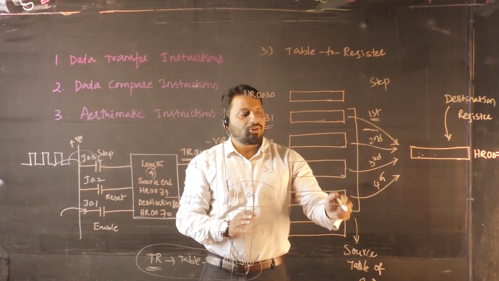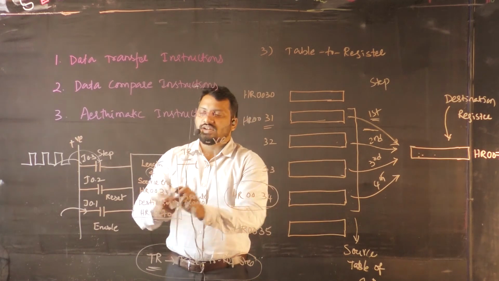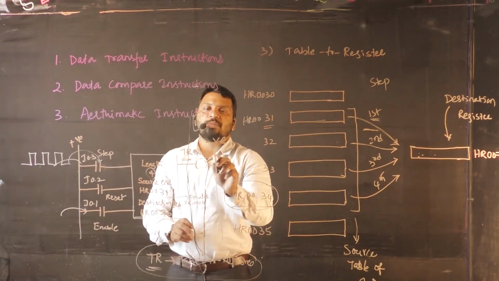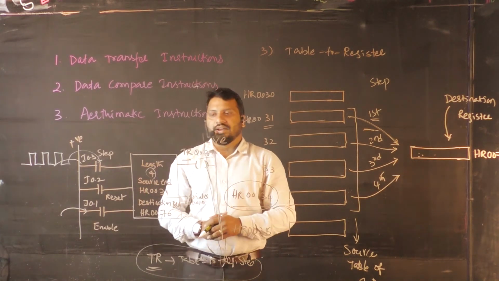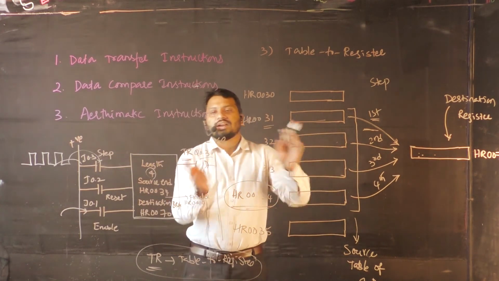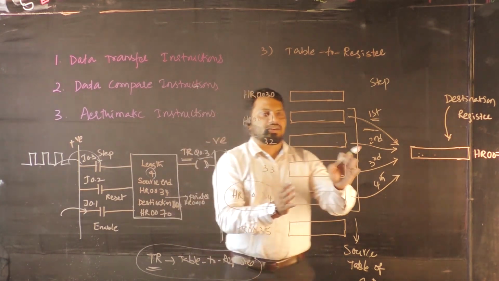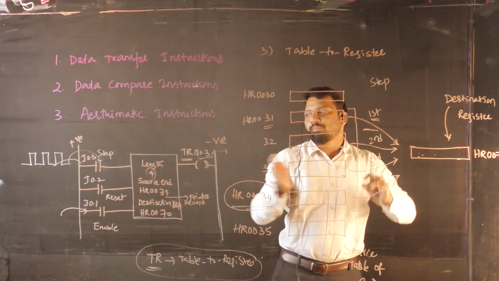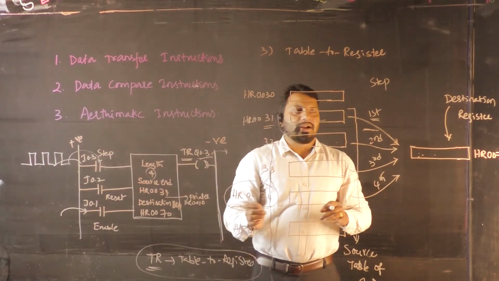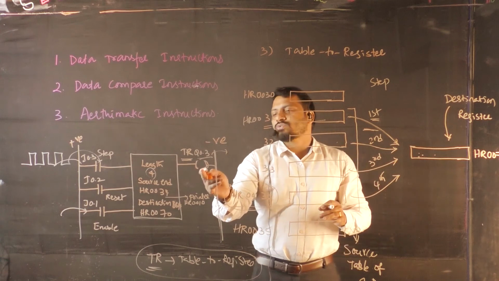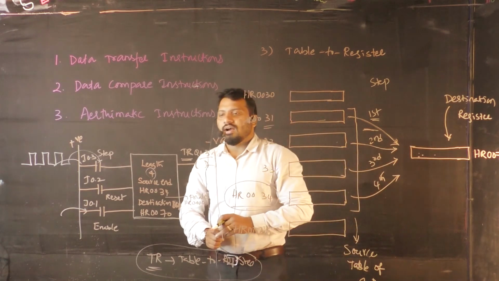At the end of the table, the source end register, this is going to be high. This output is going to be high. That means after total transfer of 4 registers' data one by one, with every input step coming from this particular contact, at the end, this is going to be high.